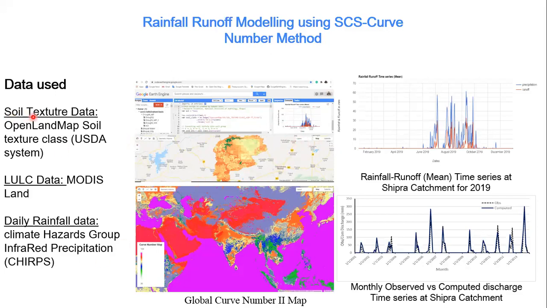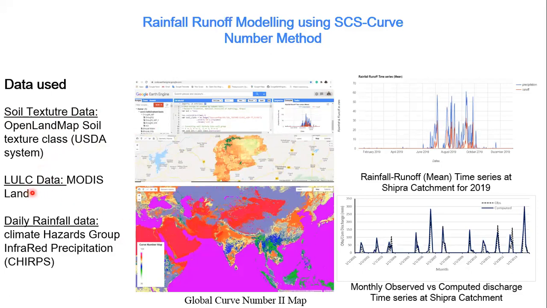study, we have used the soil texture data of the OpenLandMap soil texture class, because FAO data is presently not available, but other than FAO, the OpenLandMap soil data is available. You can get the soil texture map from that. And for LULC, you can either create your own land use land cover map with the help of Landsat or Sentinel-2 data.